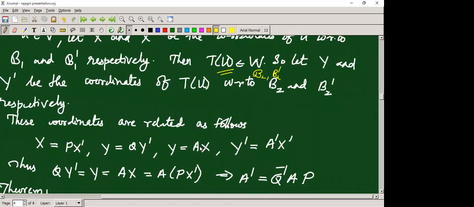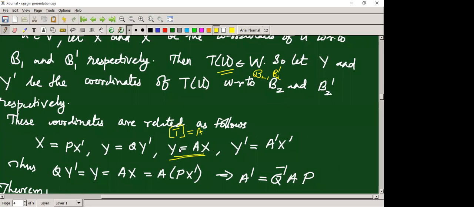Then these coordinates are related as follows. We have seen that these coordinates are related using this formula: X is equal to P into X dash. Y is equal to Q into Y dash. And Y is equal to AX. Why is Y equal to AX? Because the matrix of T with respect to B1 and B2 is actually A. So Y is equal to the matrix of T applied to X.